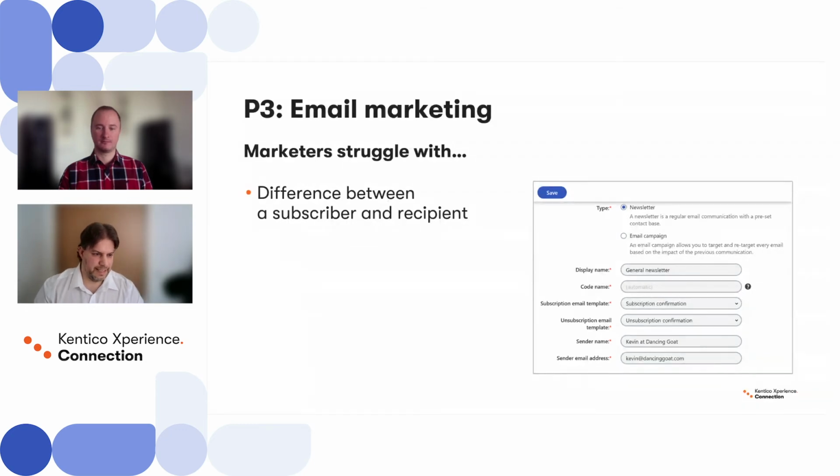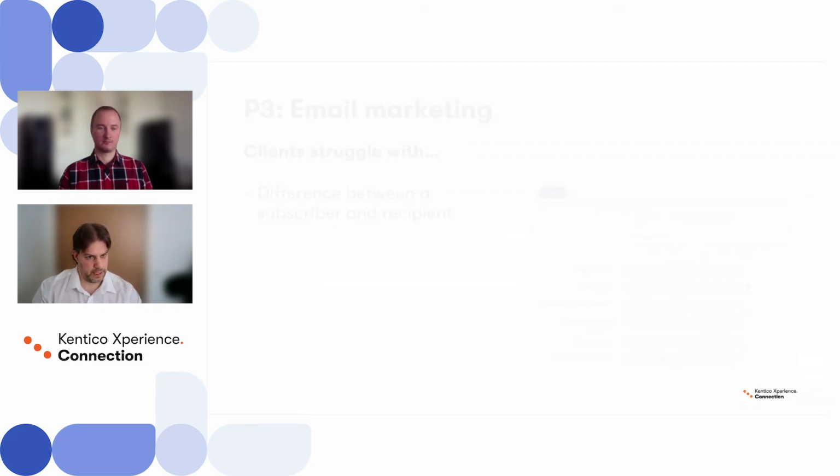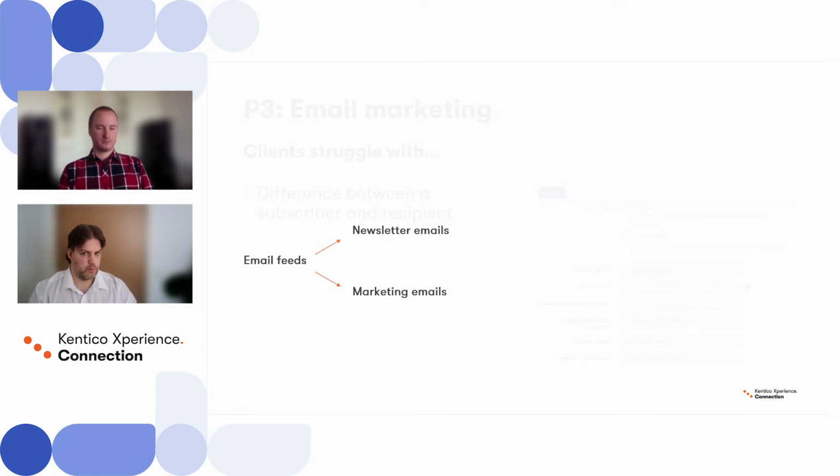Thank you, Ondrej. Now maybe, because this explanation is, let's say, more complicated in Kentico Xperience, I'll show you how we try to explain this feature to our marketers. Other systems that marketers usually use have something like the email feeds that you have seen in the previous screenshot. In Kentico Xperience, we have newsletter emails and we have marketing emails, and they differ in, as Ondrej said, what kind of recipients are receiving these emails.